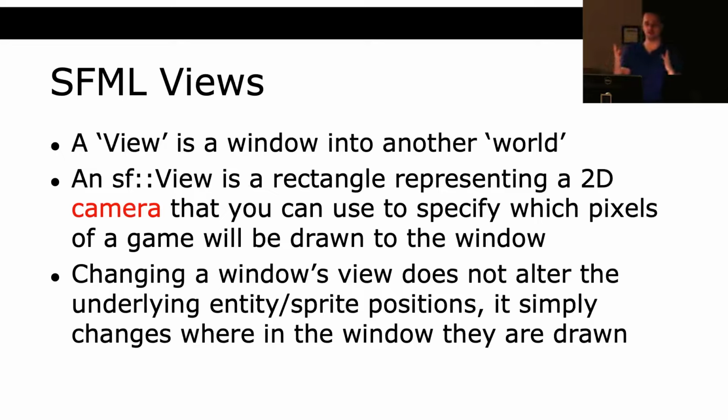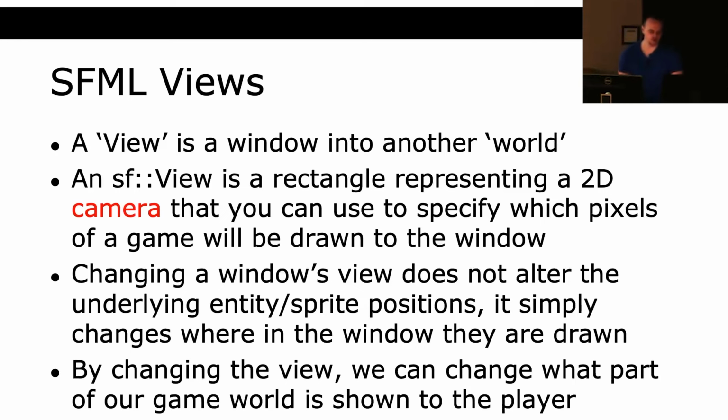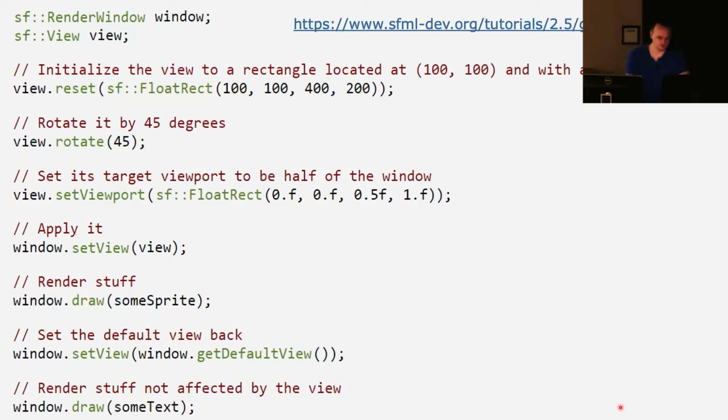You could simulate a camera by actually moving the things in the world, but that is a hugely complex operation, right? Think of all the entities and stuff that you could have in the world. You'd rather be able to just see a different part of the world than move everything in the world to simulate that. So by changing our view, we can change what part of our game world is shown to the player. And we saw that that's not only changing the view, but it could also implement different game mechanics and effects and stuff like this.